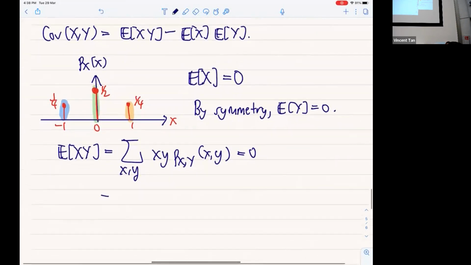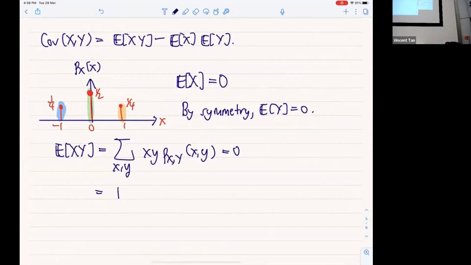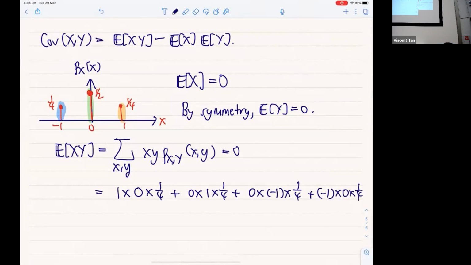If you don't believe me, let us write this out in full. You have 1 times 0 times a quarter, plus 0 times 1 times a quarter, plus 0 times minus 1 times a quarter, minus 1 times 0 times a quarter. Here we're doing it very slowly. So that is 0. Sean, understand? I'm taking care of all the mass points here. Very good. So since everything is equal to 0, covariance is equal to 0. Because of this particular formula, all the terms here are 0. So there's nothing much to say. Does everyone understand this calculation?